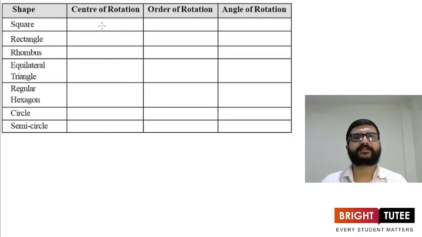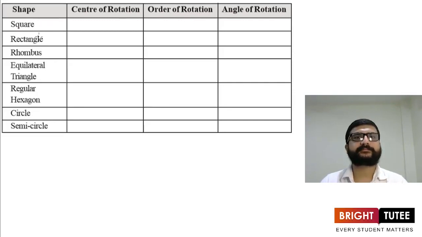Now here is the next question. We have to complete this table. In the first column, a few shapes are given to us. We have to tell their center of rotation, order of rotation and angle of rotation. By order of rotation we mean order of rotational symmetry.